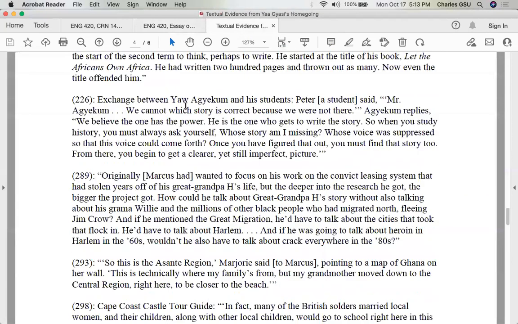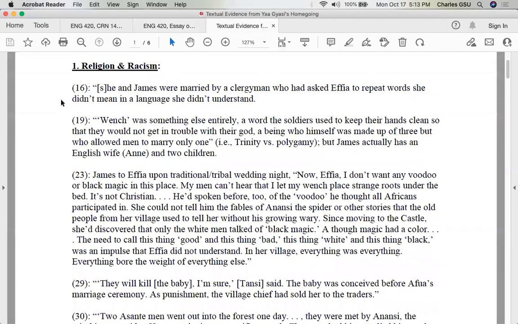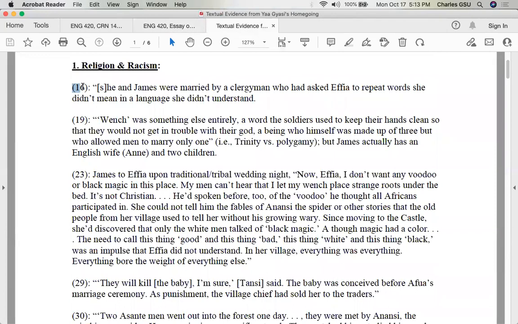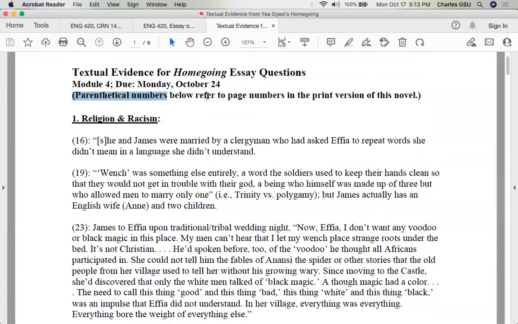So here's an example on page 16. Parenthetical numbers refer to page numbers in the print version of this novel. If you're using some other version like a Kindle, you may not have the same page numbers, but I suggested, if not required, that you buy the print version. So we're all literally on the same page.